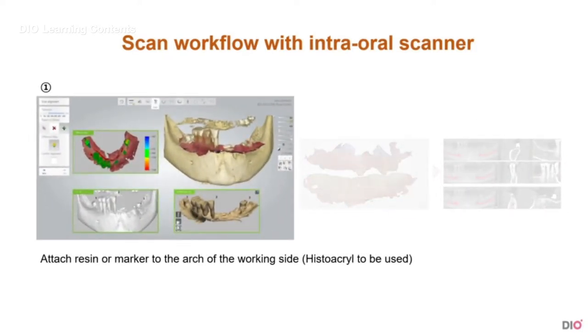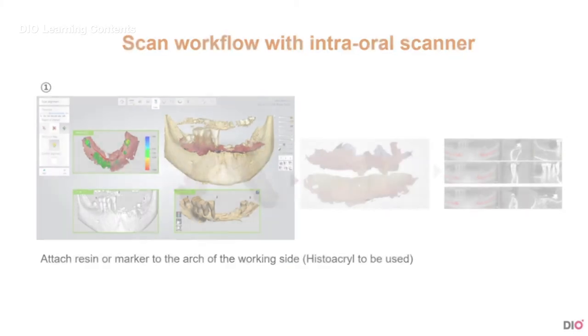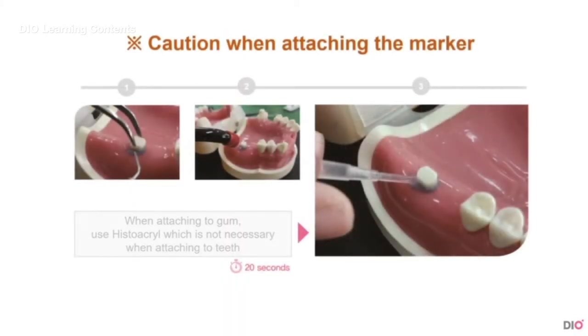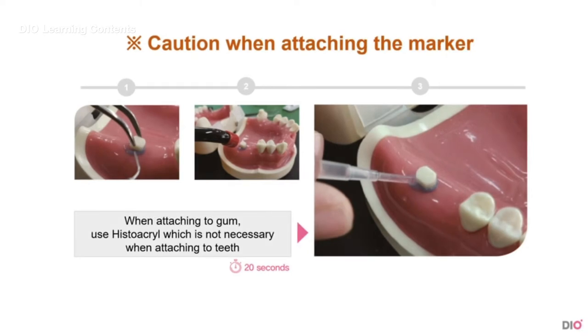First of all, resin or marker is attached to the working arch. Histoacryl is used to attach the resin or marker. Let me briefly point out the precautions when attaching resin or marker. There are precautions when attaching the markers. First, when you are putting the markers, you must hold it with tweezers and place it where you want to attach it. Then, you have to apply flow resin and cure it with a light curing machine for 5 to 10 seconds.